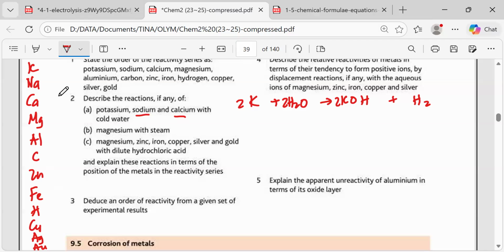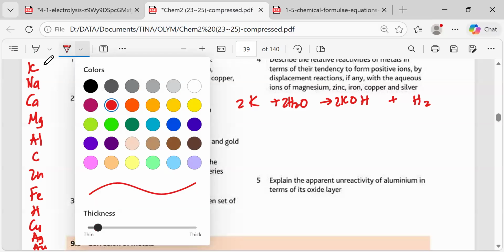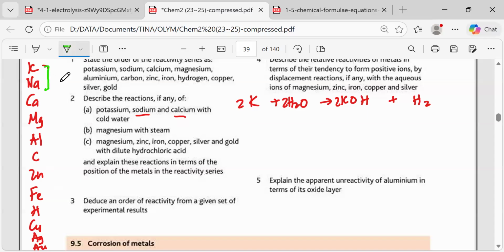How to memorize? Actually, you can look at your periodic table. Look at this, this and this here: group one, group two, group three. And then transition metals, which are chosen for electrolysis. Okay?